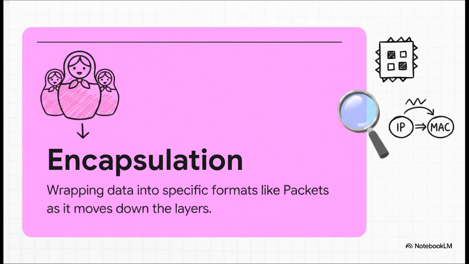But wait a second, how do we link this logical IP address back to a physical MAC address when it finally arrives? Enter the ARP protocol, the Address Resolution Protocol. ARP brilliantly translates IPs into MACs, perfectly bridging the gap between Layer 2 and Layer 1.